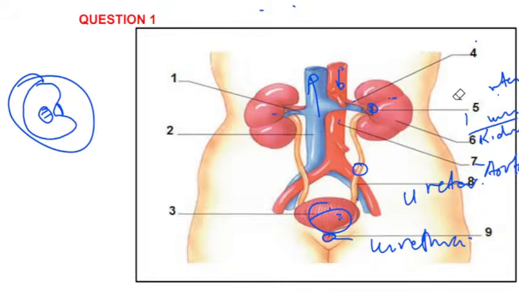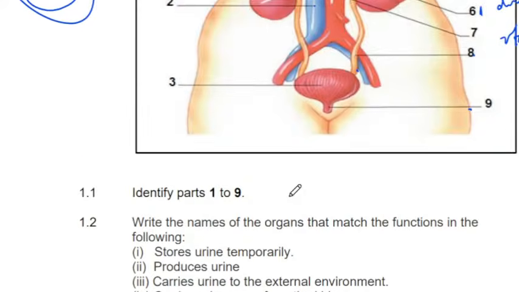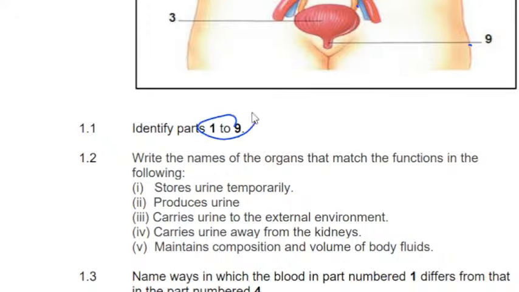So if you pause and then you check, then I think now you can be able to answer all those questions. Number 1, we say that it is the renal vein. Number 2 is inferior vena cava. Number 3, bladder. Number 4 is renal artery. Number 5 is hilum. Number 6, we say that is a kidney. Number 7, we said is aorta. Number 8, we said it is ureter. Number 9, we said it is urethra. So I think we have got the answers for this.